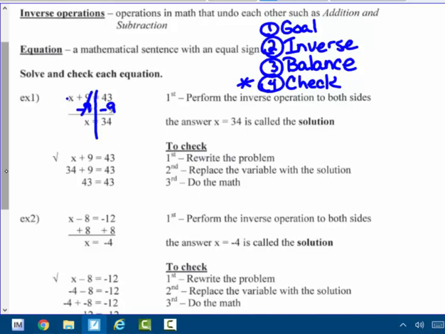Check. To check it, rewrite the problem. x plus 9 equals 43. Replace the x with what you think the solution is. 34. 34 plus 9. Take out a calculator. 34 plus 9. Oh, 43 equals 43. Yippee. I call it yippee. I make a little check mark at the end.